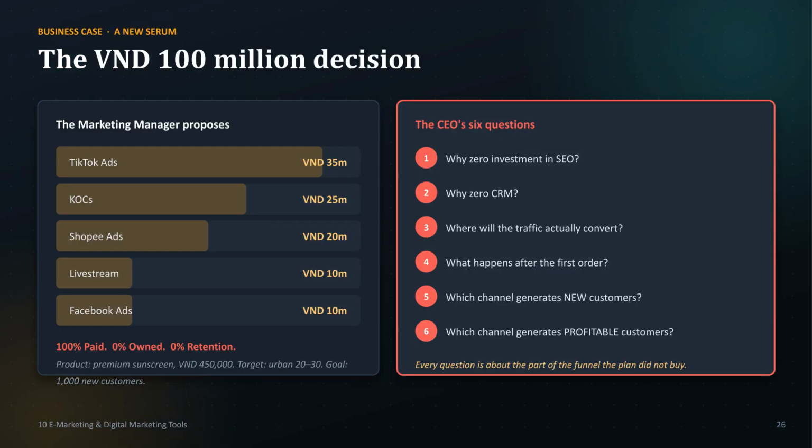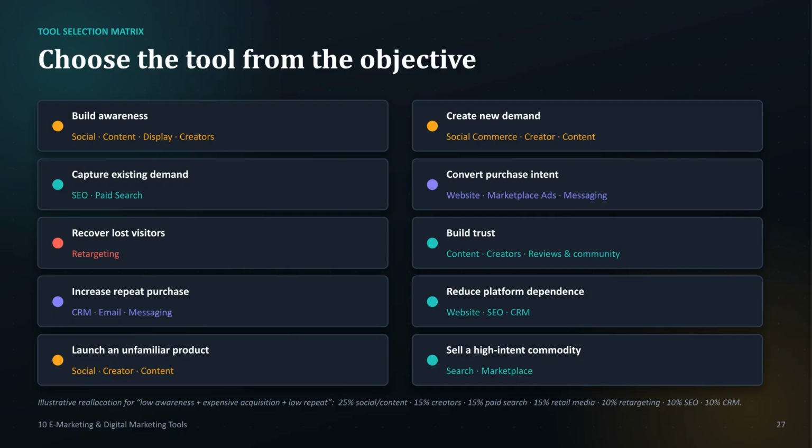A budget of 100 million dong spent entirely on paid ads is a failing strategy. A CEO's perspective demands more. Where is the SEO, the CRM, and the focus on new versus existing customers? Use this matrix to reallocate your budget. By matching specific objectives, like building trust or reducing platform dependence, to the right tools, you transform a fragmented ad spend into a powerful, connected marketing machine.